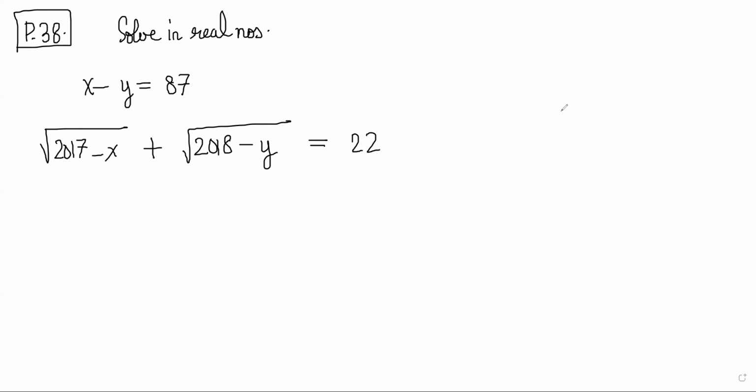Yes, sir. What did you get? x comma y is equal to 1576 comma 1479 and 1936 comma 1849.